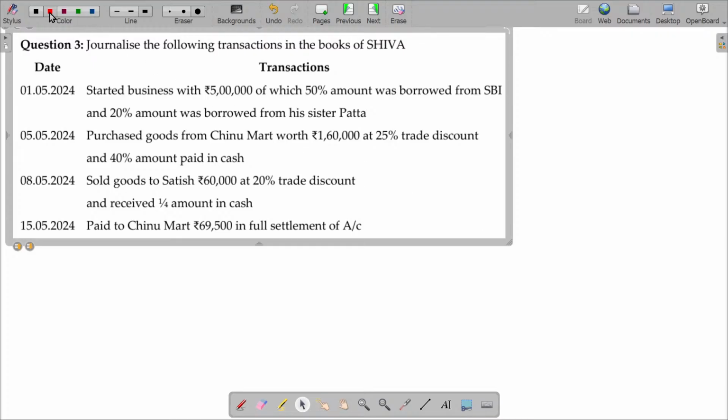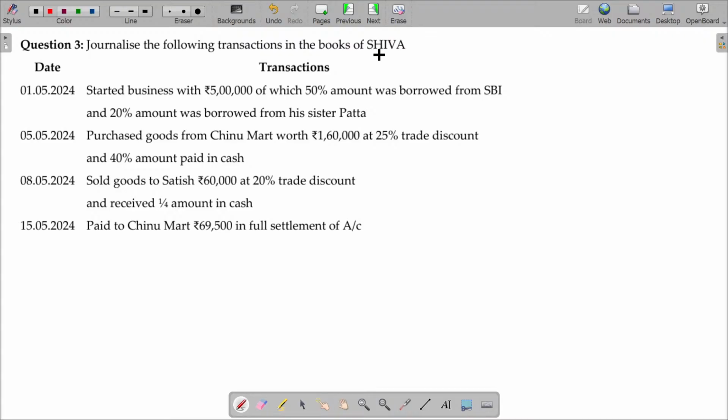Question number 3. Journalize the following transaction in the books of Shiva. 1/5/24, started business with 5 lakhs, of which 50% amount was borrowed from SBI, 20% amount was borrowed from his sister Patta. Maybe the remaining 30% may be her own contribution. Okay, 50, 20 and own contribution could be 30. Clear?